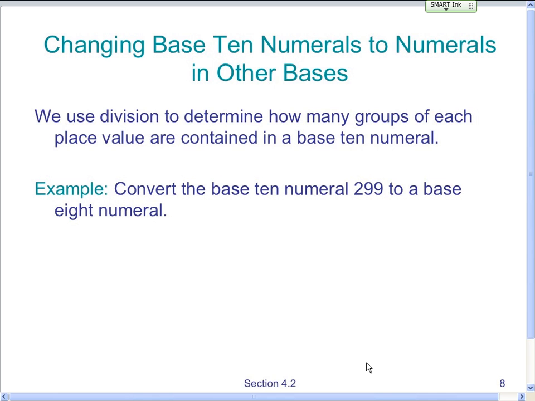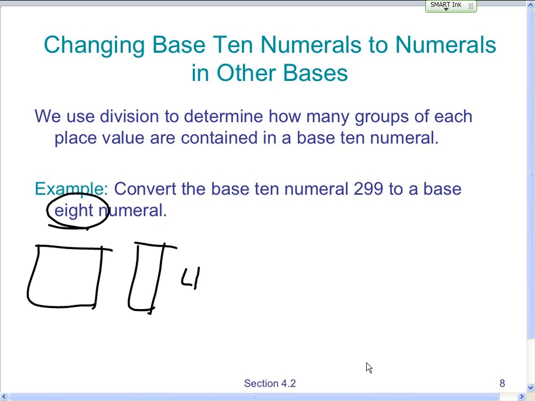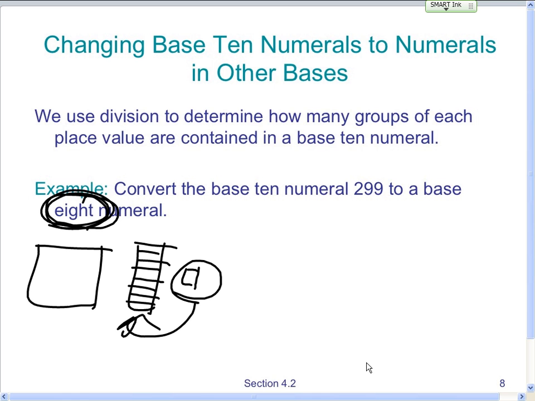Well, when we're in base 8, we still have flats, sticks, and units, but instead of each stick representing 5 units, it represents 8. Base 8 means I take 8 units to make a stick. So this would be 1, this would be 8. And then I take 8 sticks to make a flat. So this would be 8 times 8, which is 64.